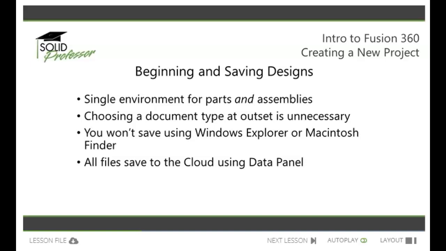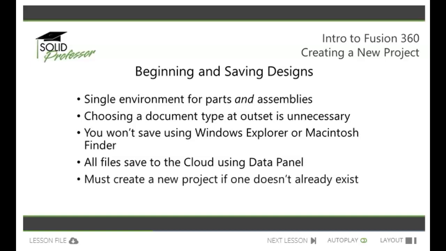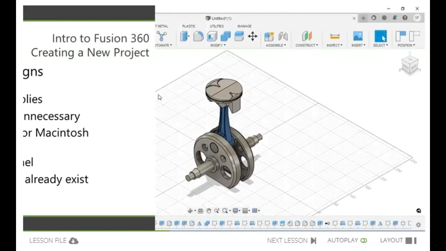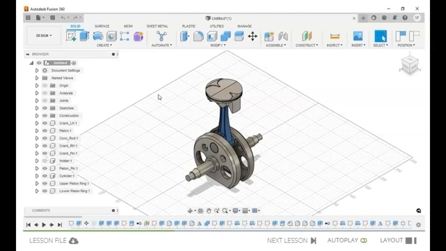If a project doesn't already exist within my personal storage space or a team workspace, then I must create a new project. There are two ways to create a new project within Fusion 360. The first method, and probably the most intuitive, is from the Save command, found under the File pull-down menu.